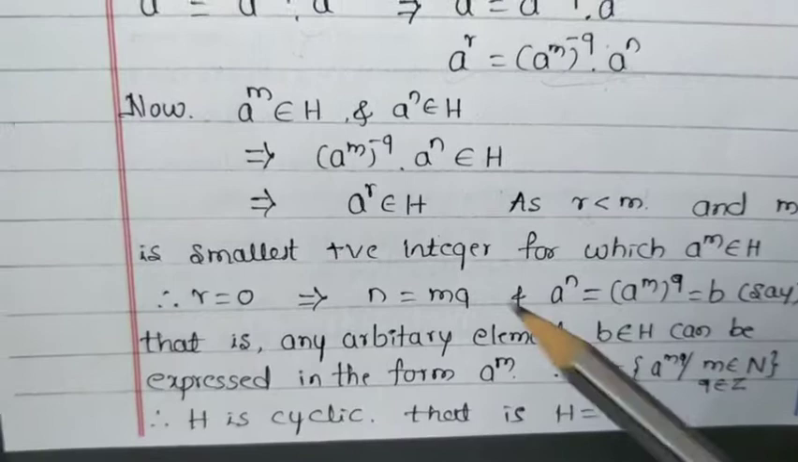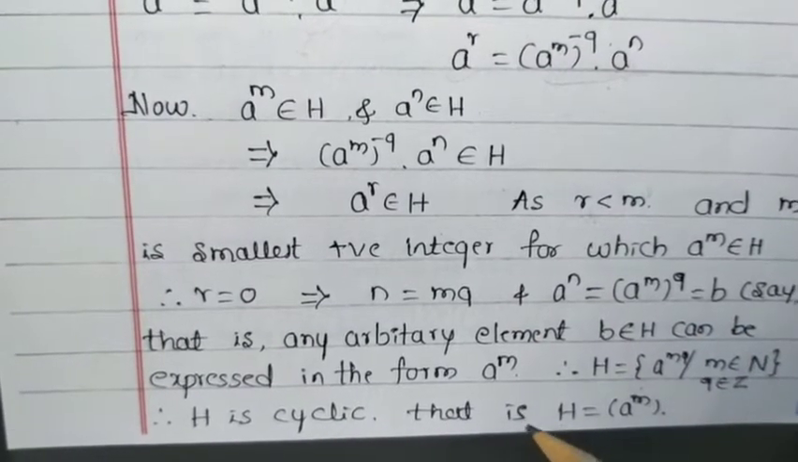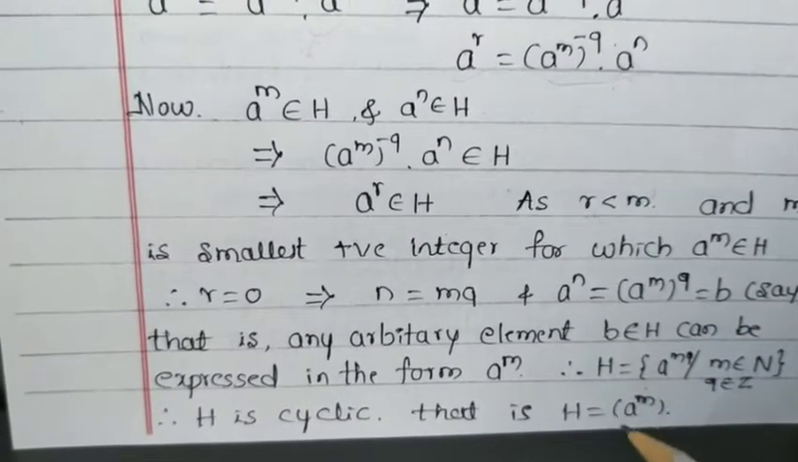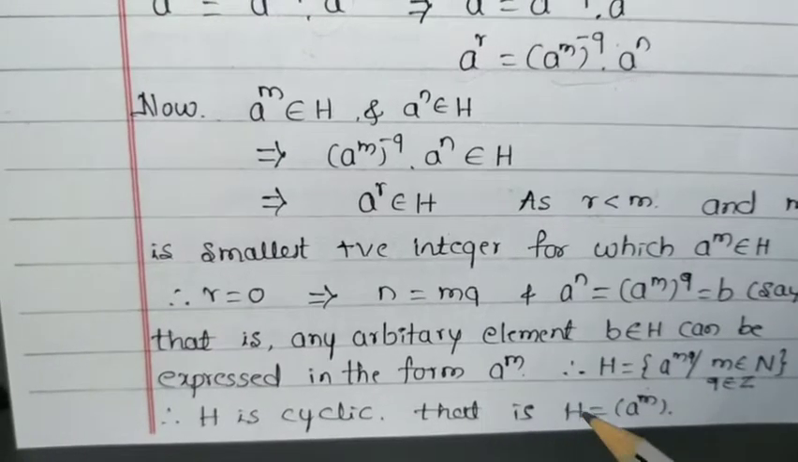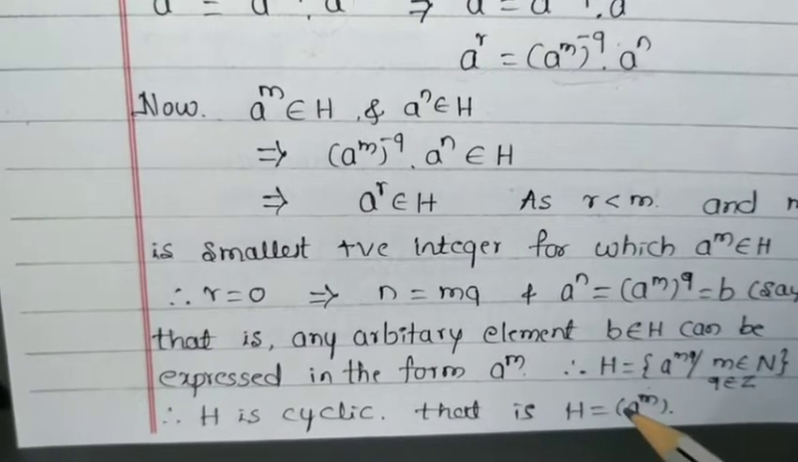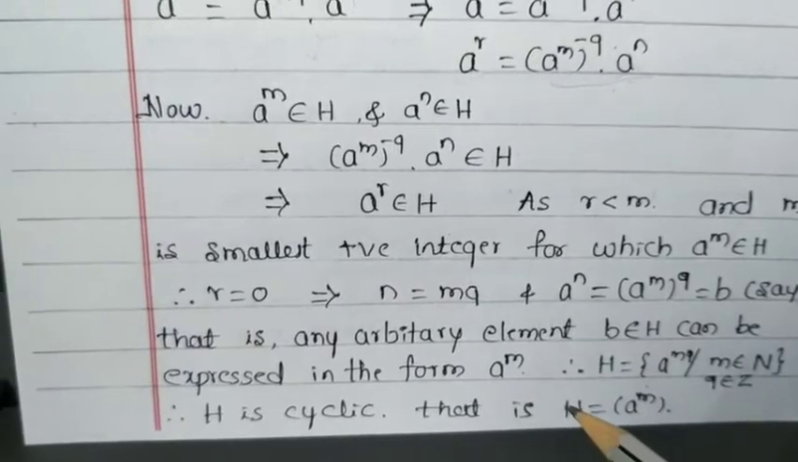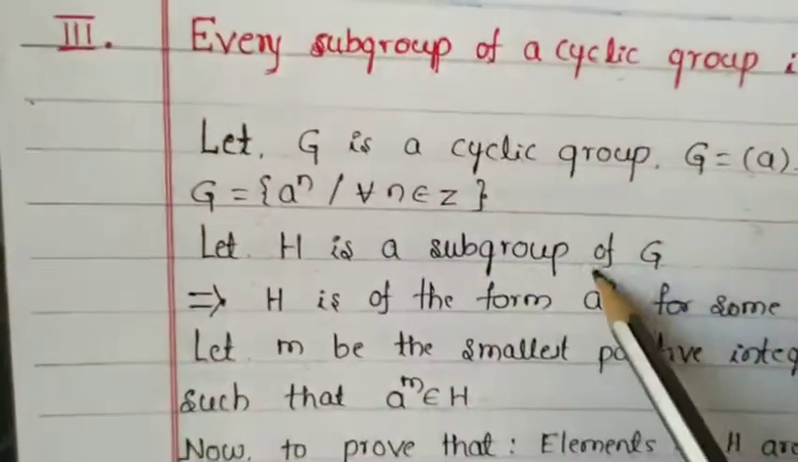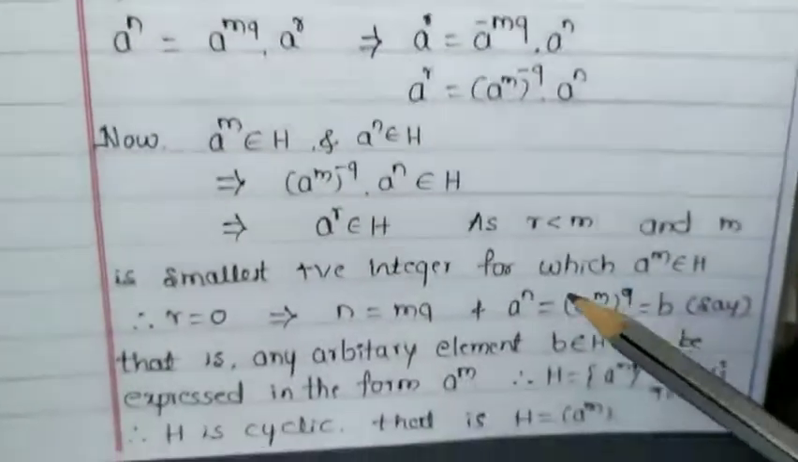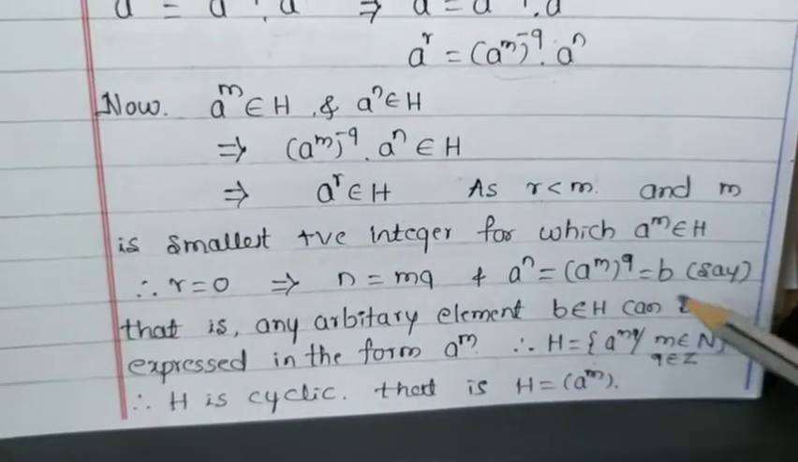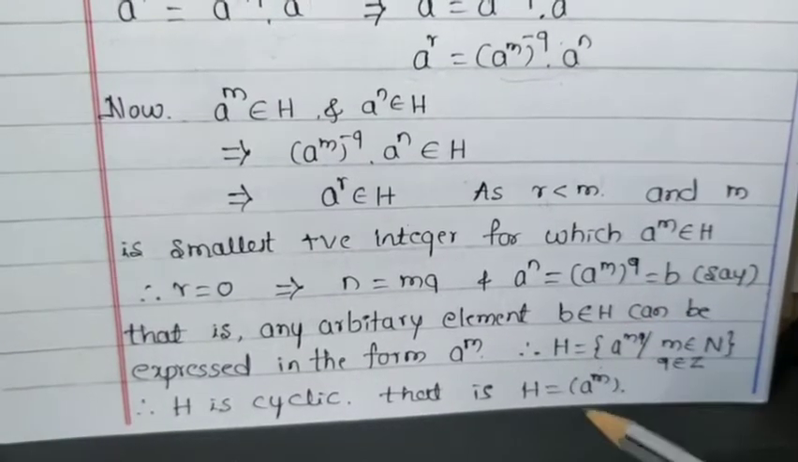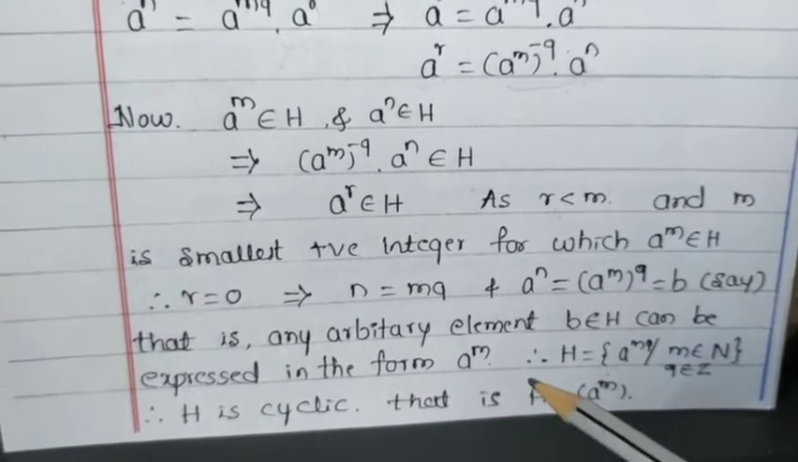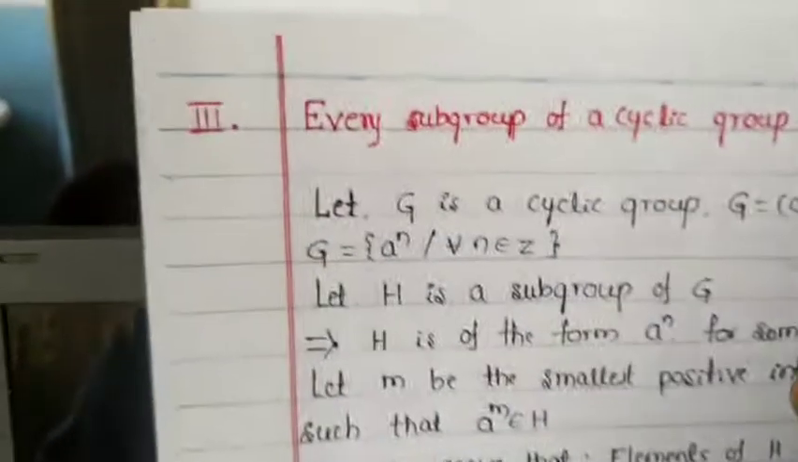That means we can write a raised to m raised to q. Therefore, H is a cyclic group. Its generator is a raised to m. But before that, H is a subgroup of a cyclic group. Now H has the particular elements of the type a raised to m raised to q. That means a raised to m is the generator of H. Therefore, H is a cyclic group. Hence, it is very clear that every subgroup of a cyclic group is a cyclic group.